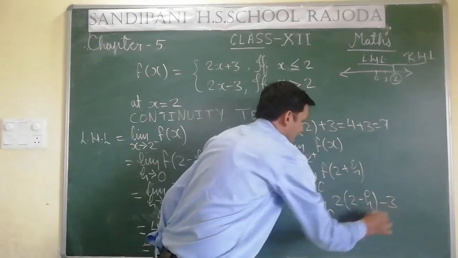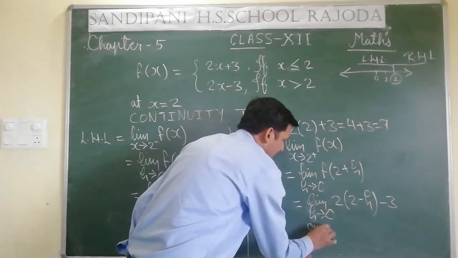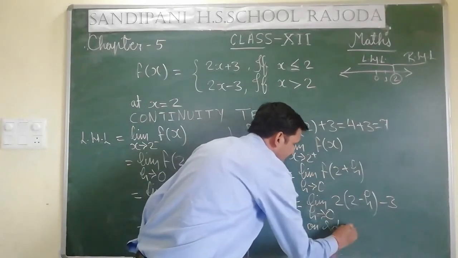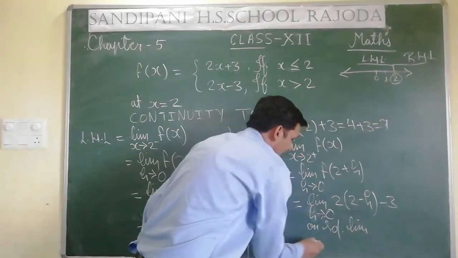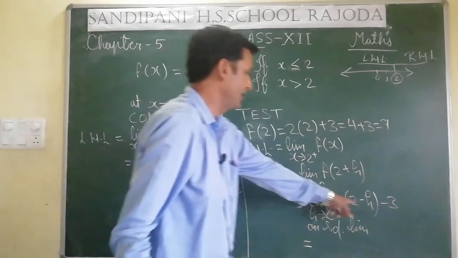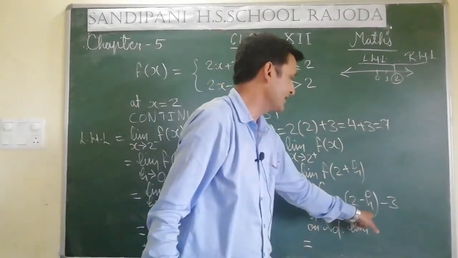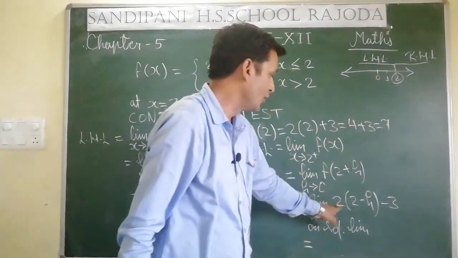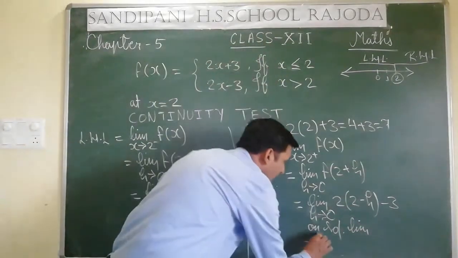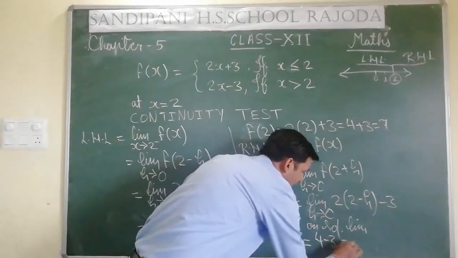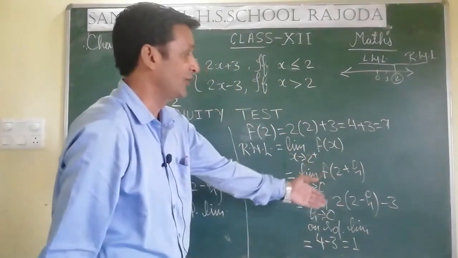minus 3. On solving limit, if we solve this limit, then it will be 2 into 2 minus 0, because h is tending towards 0. So 2 into 2 is 4, minus 3, that is equal to 1.